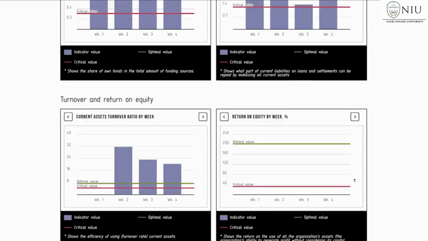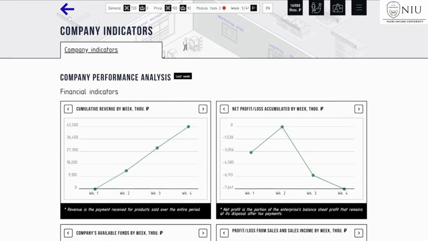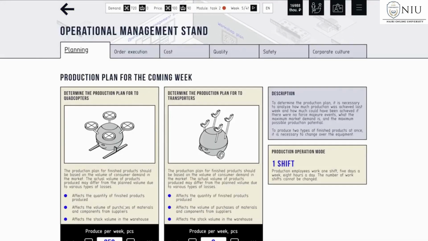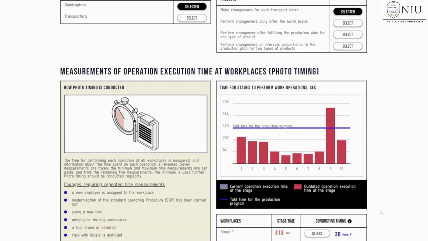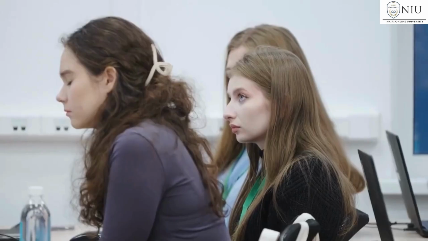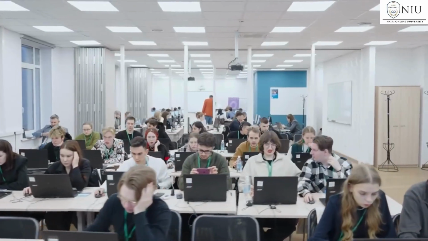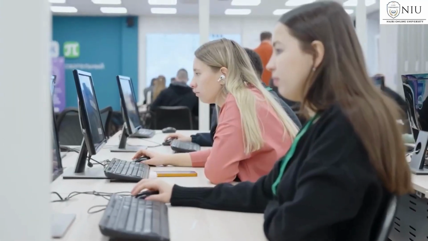Because just like in real production, you'll be working under constraints: a fixed takt time, a limited market demand, a static product price. And you won't be alone. Participants compete against each other, comparing results, strategies, and decisions. To come out on top, it's not enough to act fast, you have to act smart.